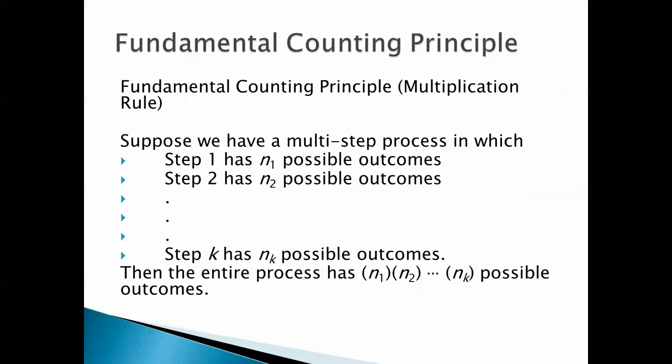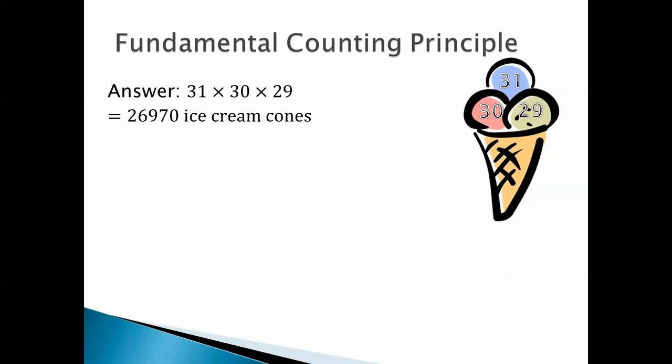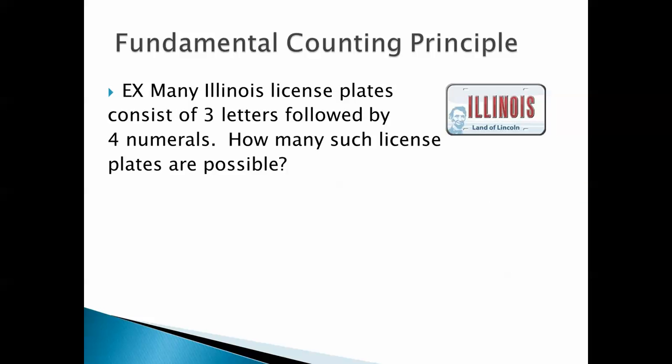You've chosen pistachio. So again, fundamental counting principle. Step 1 is n1 outcomes, step 2 is n2 outcomes, etc. The entire process is n1 times n2, etc. possible outcomes. In this case, there are 31 outcomes for step 1, 30 outcomes at step 2, 29 possible outcomes at step 3, so the total number of different outcomes overall is 31 times 30 times 29, which is 26,970 ice cream cones.